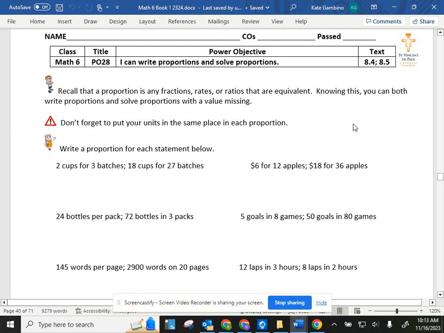Good morning. Today we are finishing up with Unit 3. This is our last objective of the unit, PO28. So being a PO means it's a power objective. It's one of those ones that we have to master. Math builds on itself, and this is a very important one that we know is going to be built on as we go through the year.